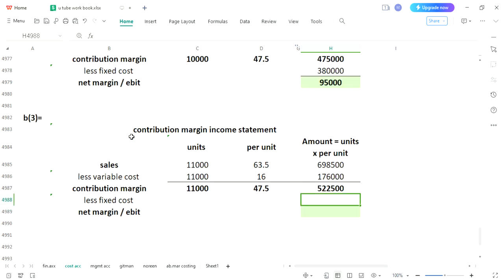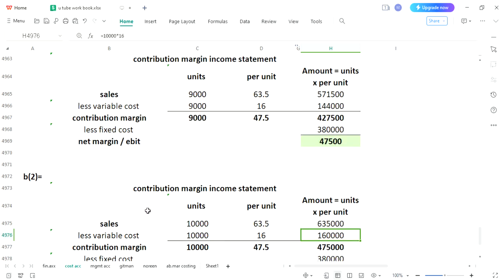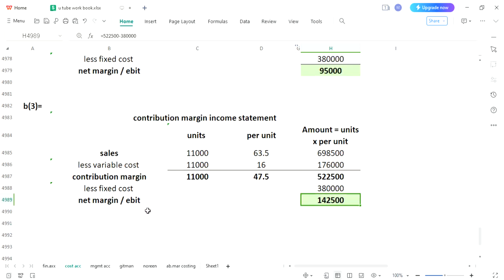Let's put 3,80,000 as fixed cost. Finally, we can calculate net margin, which is the difference between contribution margin and fixed cost. To calculate the difference, we will write first contribution margin 522,500, and you will subtract your fixed cost, which is 3,80,000, and this way your net margin for the third option is 142,500, and we have also calculated 142,500.